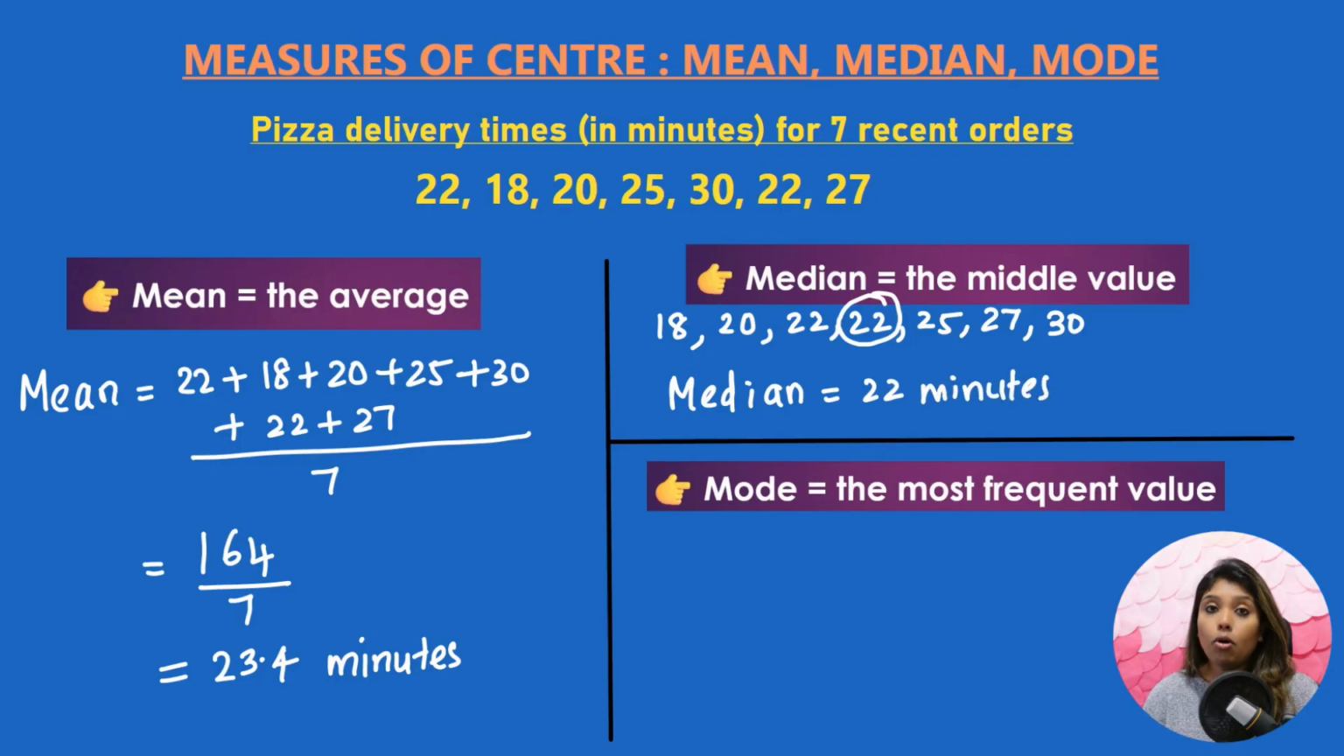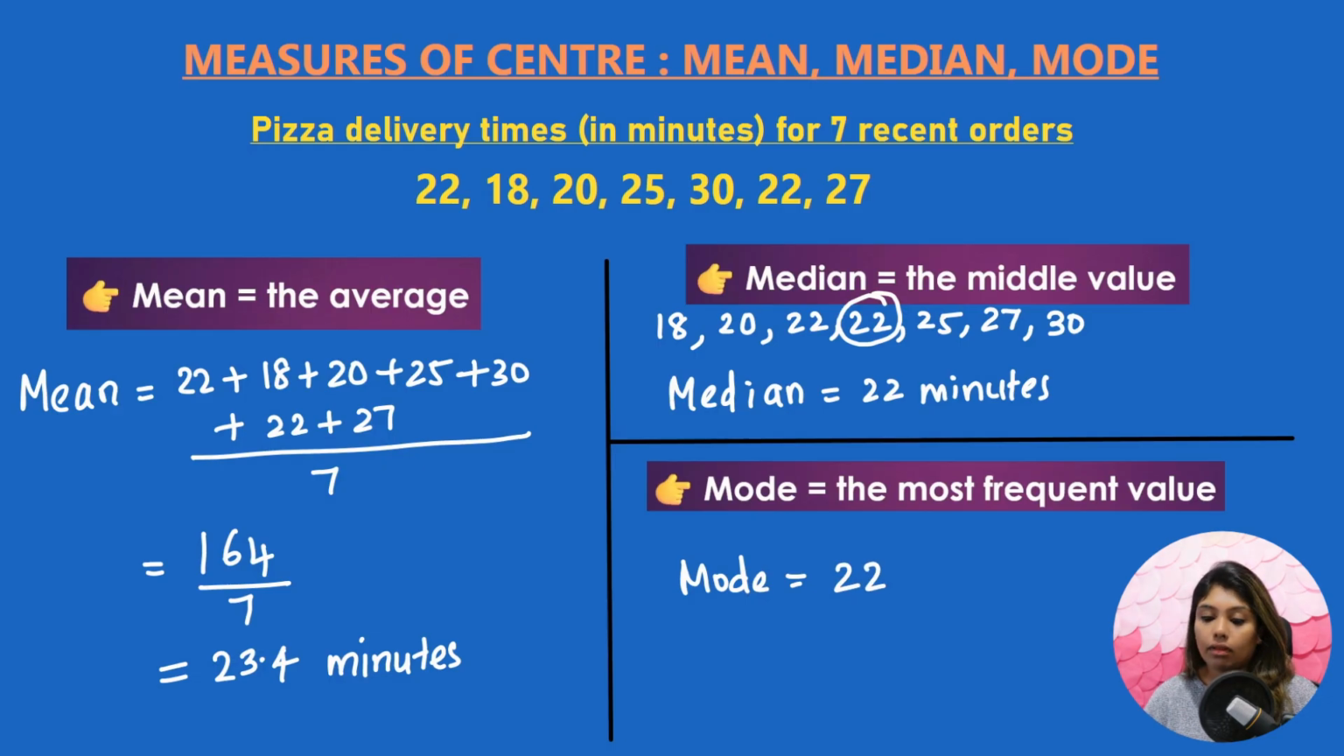Now mode. Mode is the most frequent value, which means the most common repeated value. You can see that in the given data set, 22 is the most repeated value. So that means mode equals 22.